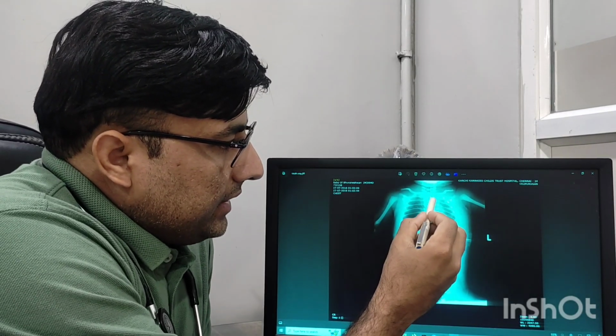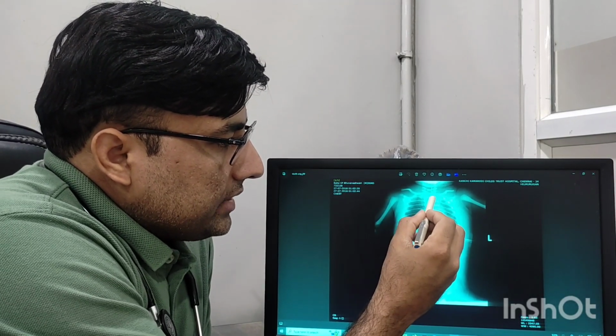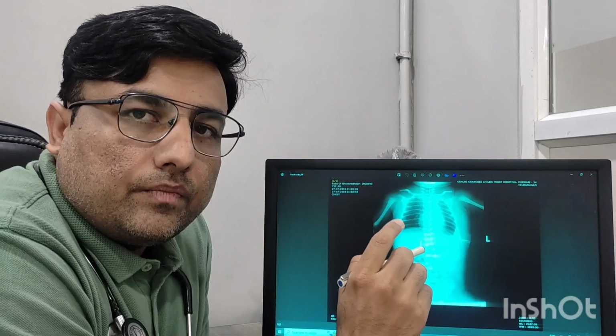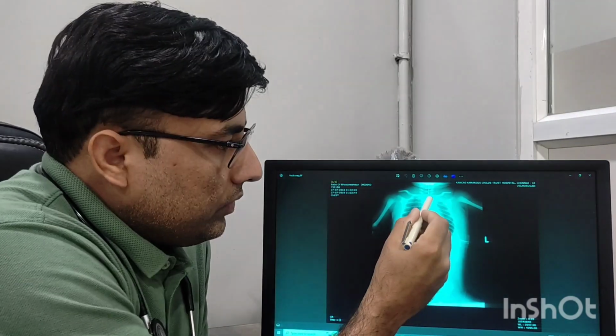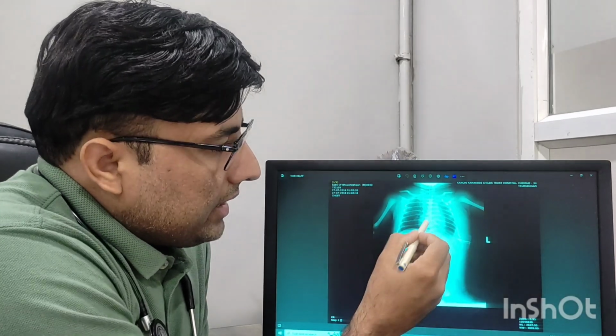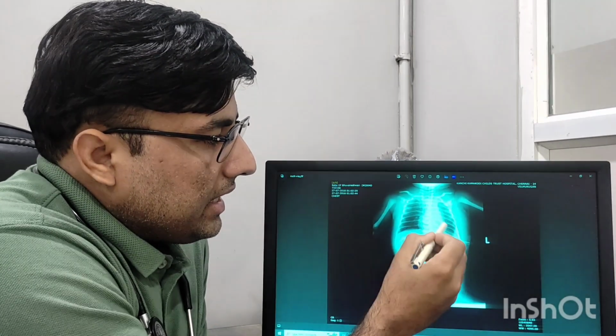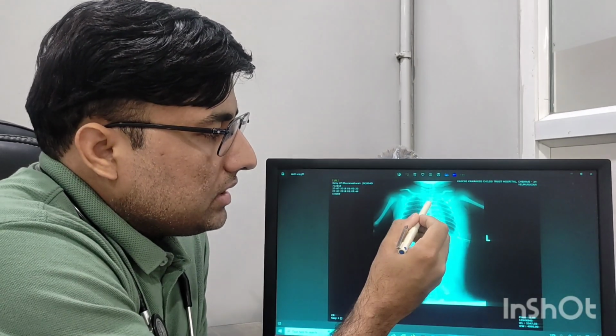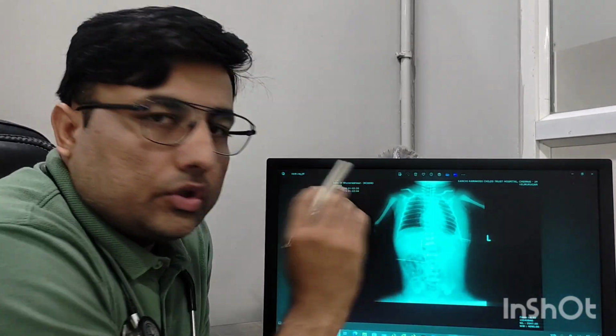So first is the ET tube. The endotracheal tube should be positioned between T1 to T2, thoracic vertebra 1 and 2, or just above the carina, 1 to 2 centimeters above the carina. In the X-ray sometimes we can see the carina also. So 1 to 2 centimeters above the carina, the ET tip should be visible.